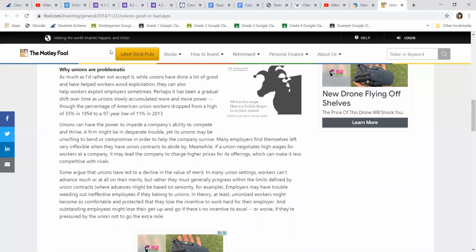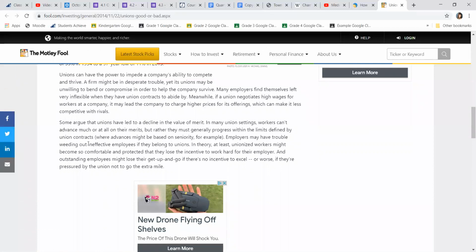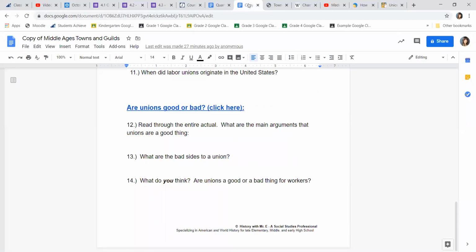But it also means that if you are an employer and you have, let's say, an ineffective employee that's part of the union, it can be hard to get rid of them if they're not really pulling their weight and not really doing anything. It can be hard for employers to get rid of those employees because they are protected underneath the union. There are also other things this article mentions that mean a union isn't always the best thing.